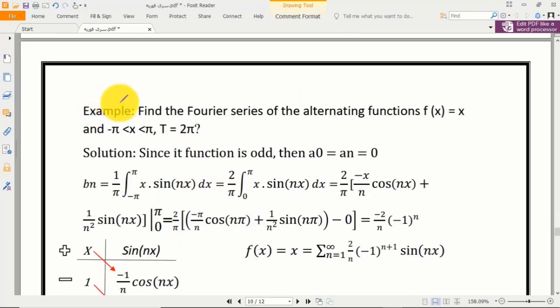Here's an example. We're asked to find the Fourier series of a function equal to x, where x is between negative pi and pi, with period equal to 2 pi. And here we're going to compute a n, a 0, and b n. It is obvious that x is an odd function, and we have the x domain between negative pi and pi.